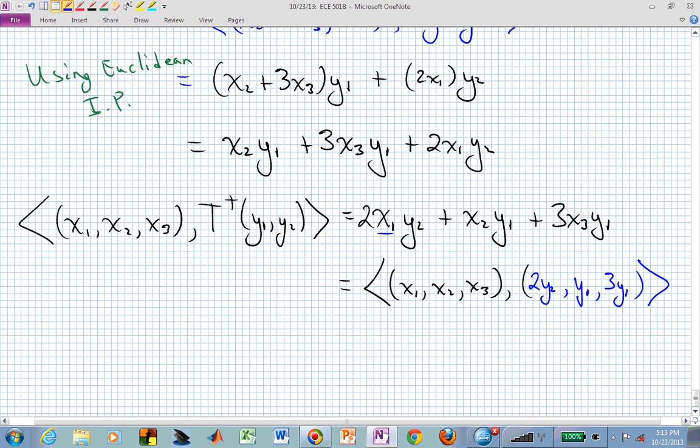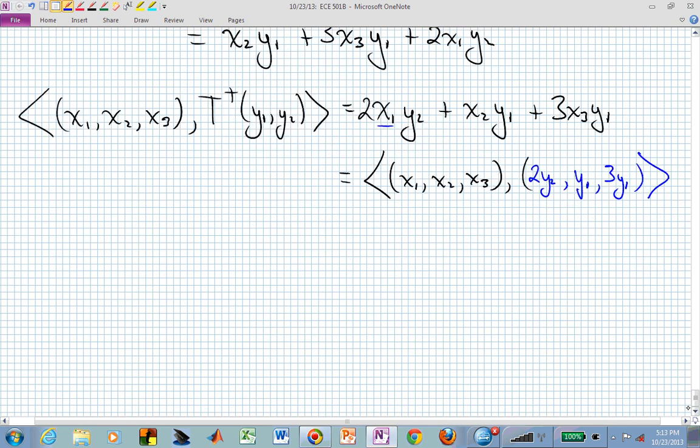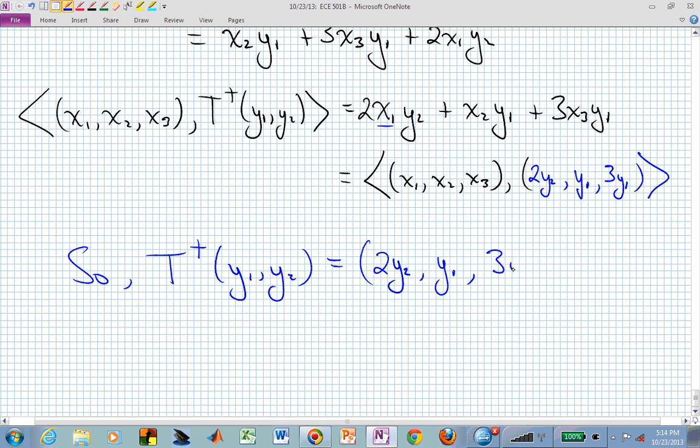Now we know exactly what t dagger is. Now we know t dagger of y1, y2, which is this map from R2 to R3, needs to be, we take the second coordinate and we scale it by 2 and put it in the first coordinate of R3. We take the first coordinate and just plop it down into the second coordinate of R3. And the third coordinate will be 3 times the first coordinate. And that's now our adjoint map.